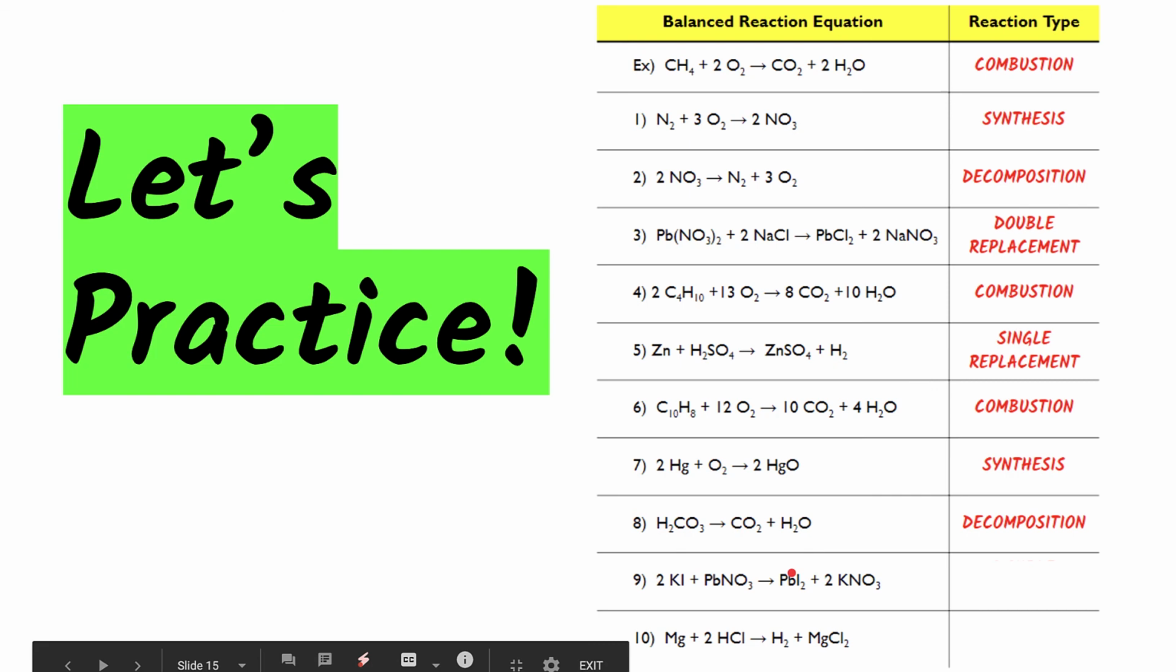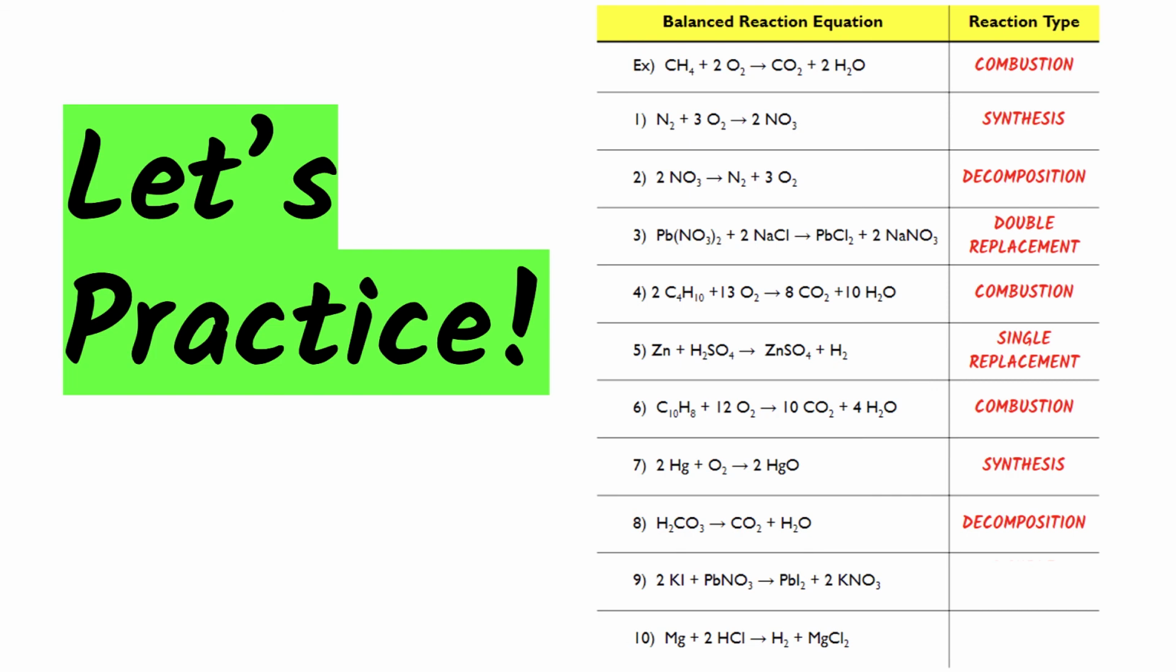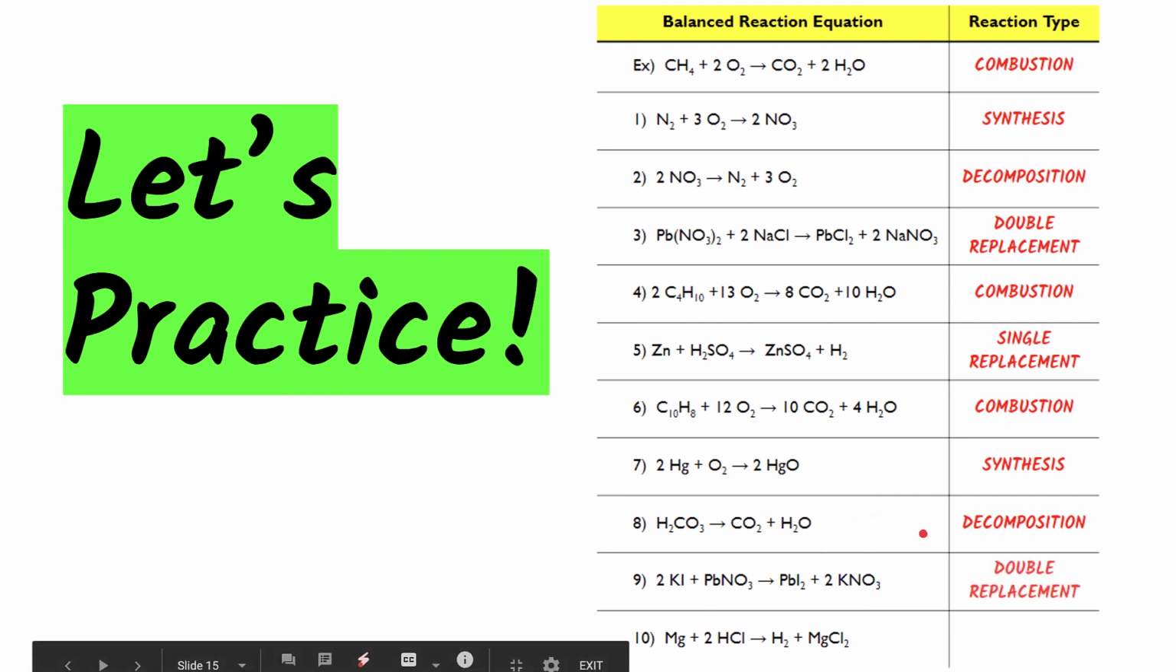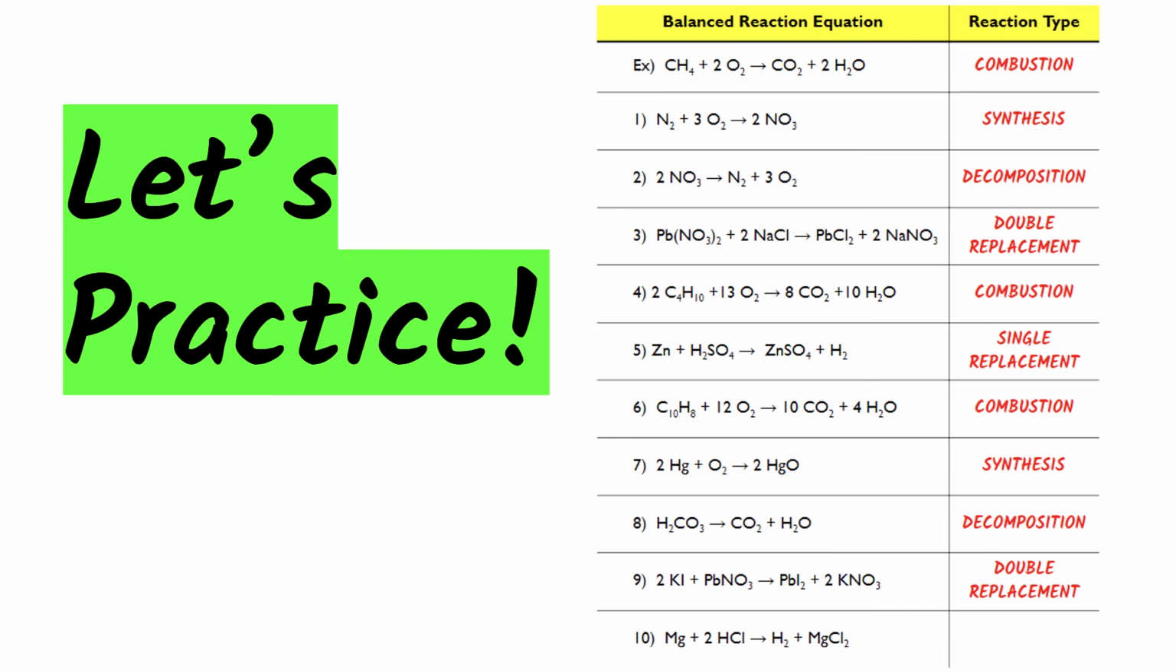Number 9, 2KI plus Pb(NO3)2 reacts to form PbI2 plus 2KNO3. This is going to be a double replacement reaction. Potassium starts off with iodine, ends up with nitrate. Lead starts off with nitrate, ends up with iodine. Finally, number 10, magnesium plus HCl reacts to form H2 plus MgCl2. So magnesium and hydrogen are swapping. Which of the elements is bonded to chlorine? Magnesium starts off by itself, hydrogen ends up by itself. This is a single replacement reaction.